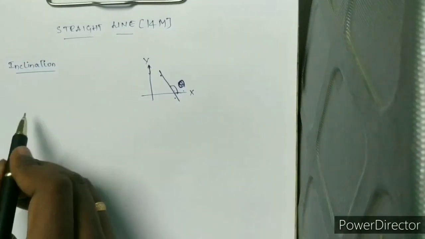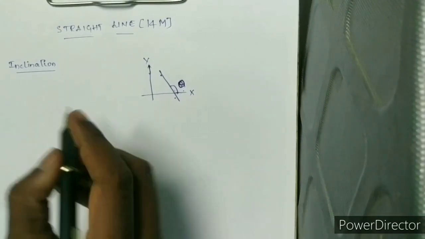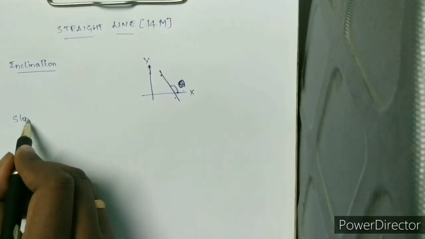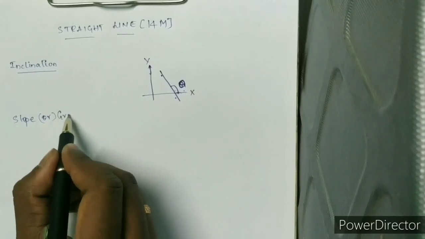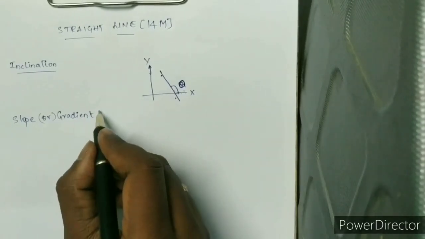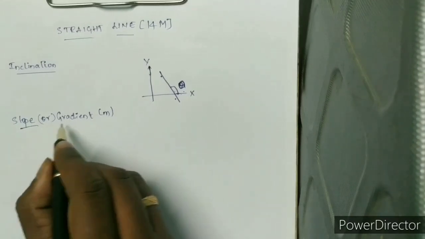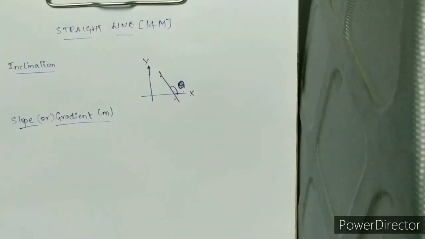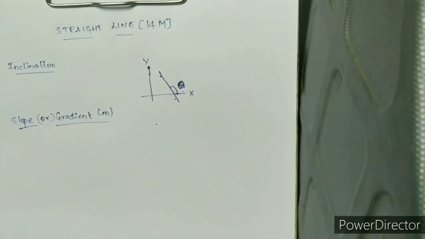Keeping this inclination in mind, we'll discuss what slope and gradient are. Slope is also known as gradient. It is usually denoted by m. What is slope? It is the tangent of the angle made with respect to the positive x-axis.